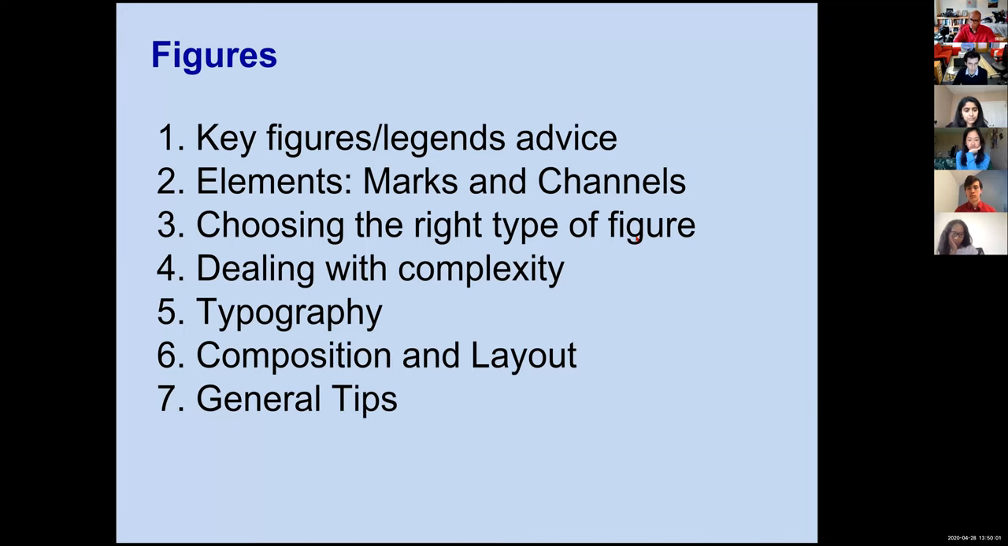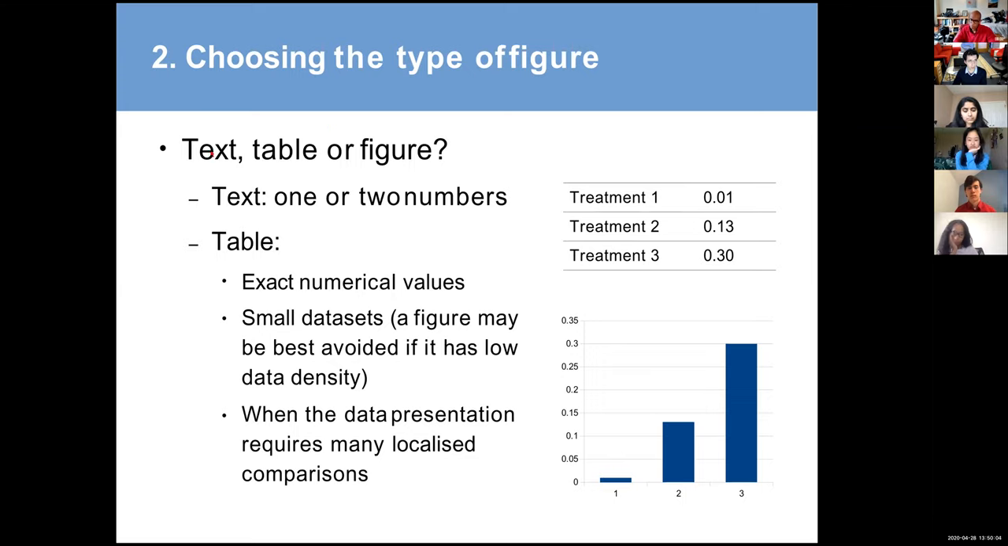So let's now choose the right type of figure. Should I use text, a table, or a figure? If it's one or two numbers, just use the text. Parentheses will do fine. If you have exact numerical values, then you can use a table. With small data sets, a figure may be best avoided if it has low area density. For example, here, I'm basically wasting all of this space to effectively write three numbers that I could have just written in text. The figures I showed you had a huge amount of information content. Here you're storing three floats with two-digit precision. Not the best use of space.